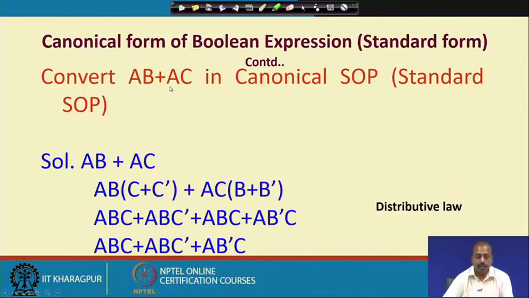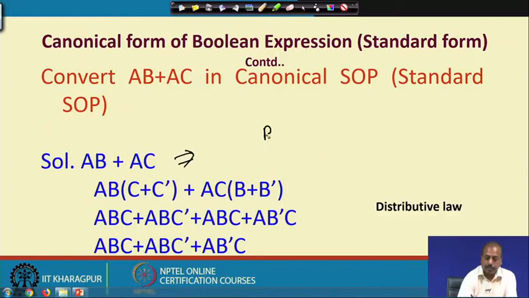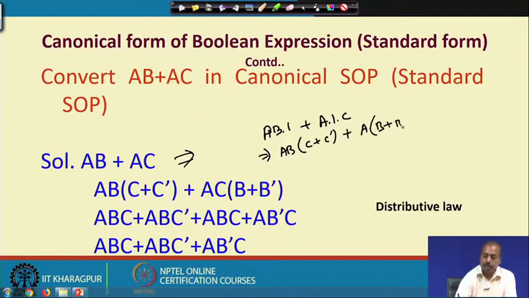So, how to convert this AB plus AC non canonical form into a canonical sum of product form? This is simple by using the Boolean identities. What we do is write this AB as AB dot 1, plus A dot 1 dot C. Then this 1 can be rewritten as C plus C bar, and this 1 can be written as B plus B bar, into C. So, that is what is done here.